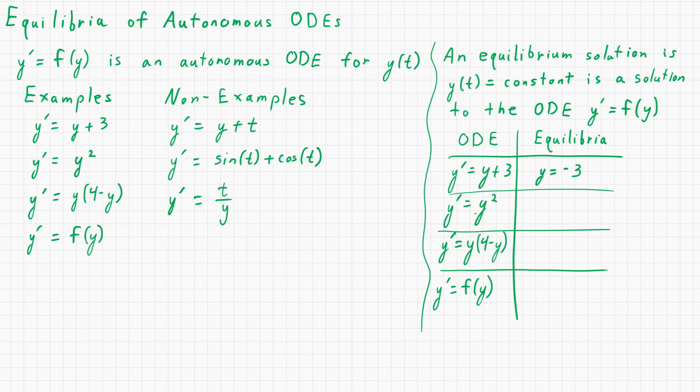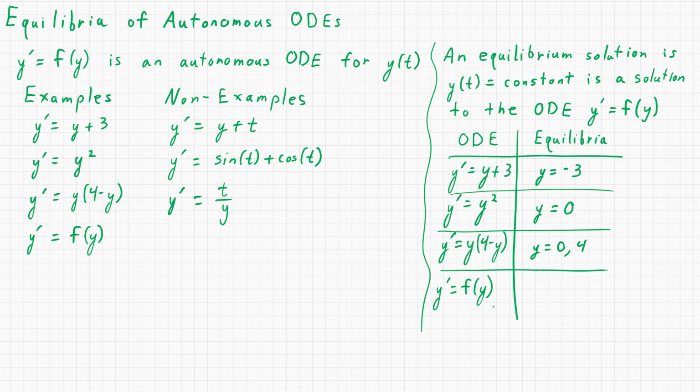All right, same thing here. We want to find a constant such that it solves the differential equation. That one's not that bad. If we pick y equal to 0, then the derivative of 0 is 0, so the left-hand side is 0. And on the right-hand side we get 0 squared. And yes, 0 equals 0 squared. That's an equilibrium solution. Another one here, we have y prime equals y times 4 minus y. That one will have two equilibrium solutions. There's y equals 0 and there's y equals 4. Those are both equilibrium solutions.